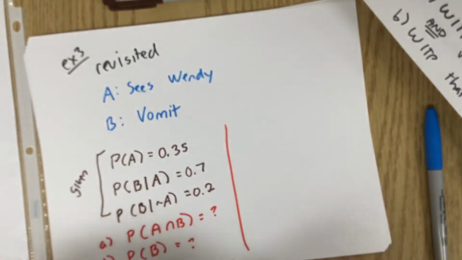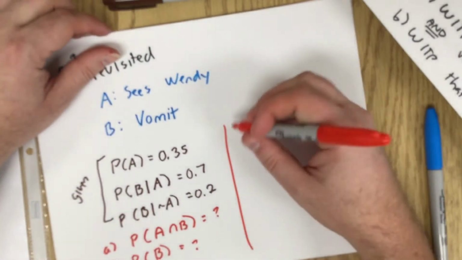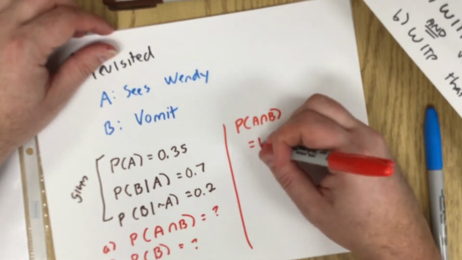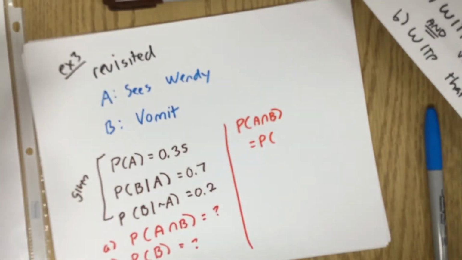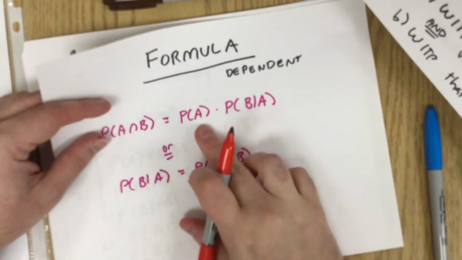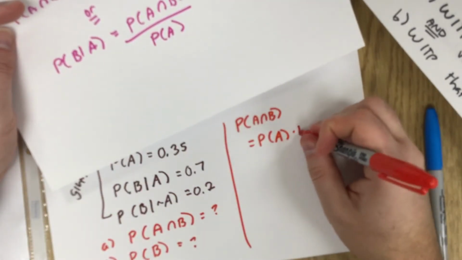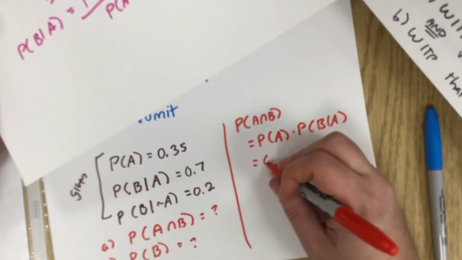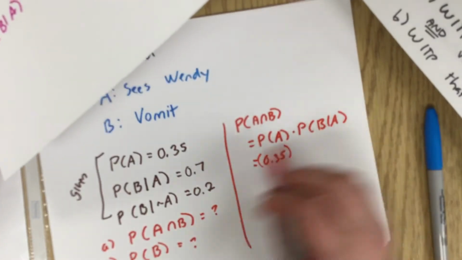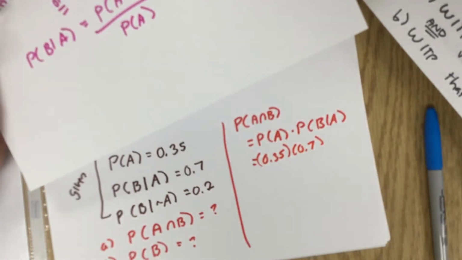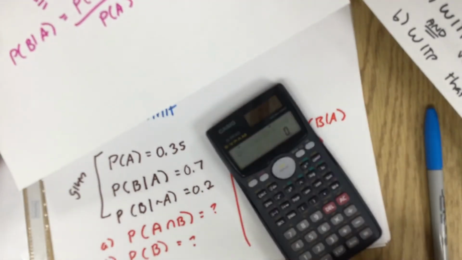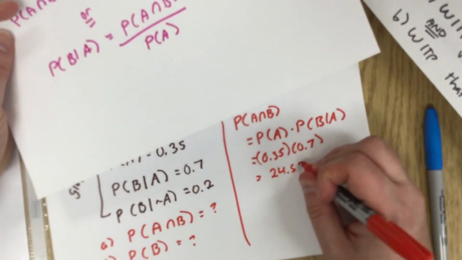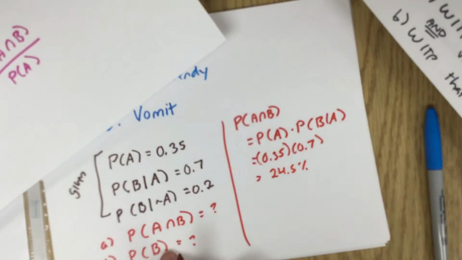These are dependent events. His probability of vomiting depends on whether he sees Wendy. And we know that the formula for dependent events is that the probability of A and B is the probability of A times the probability of B given A, which is going to be 35% times 0.7, which I think we already did, which is 24.5%.